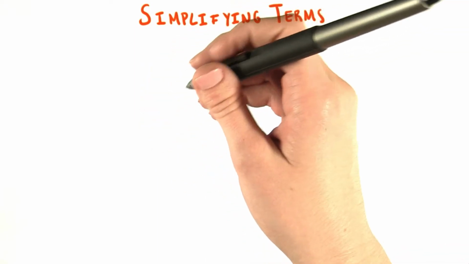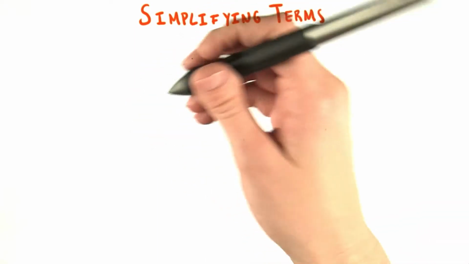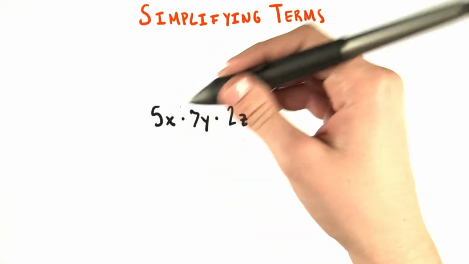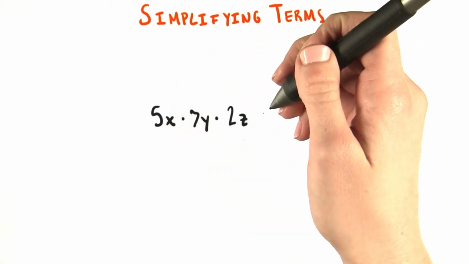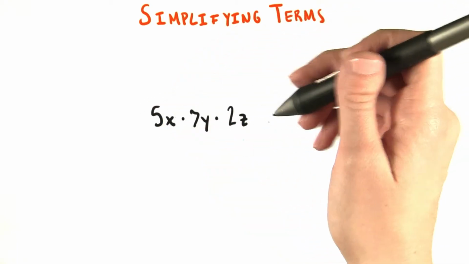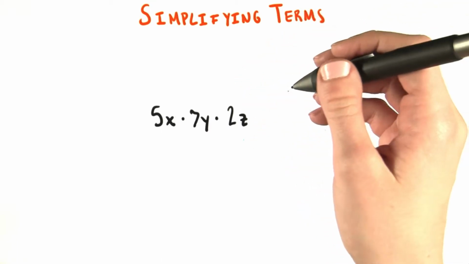To talk about how this works, let's start by considering a term. Let's say 5x times 7y times 2z. Now remember, a term is a bunch of variables or numbers, or both, that are multiplied together.